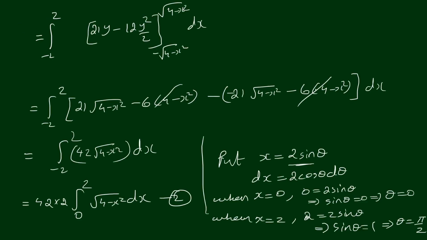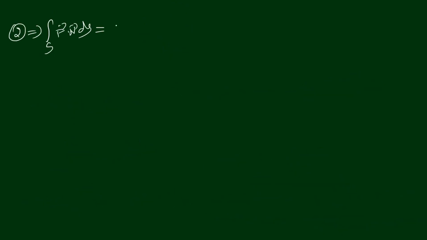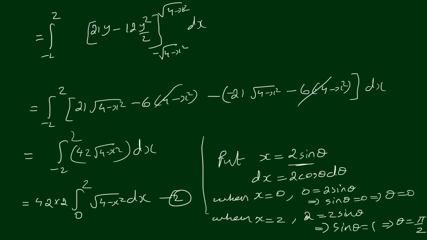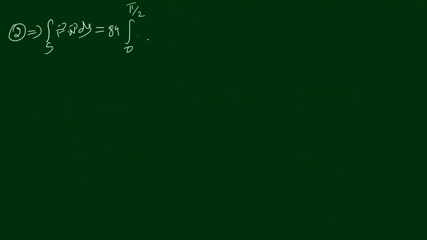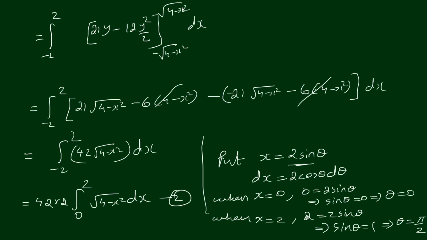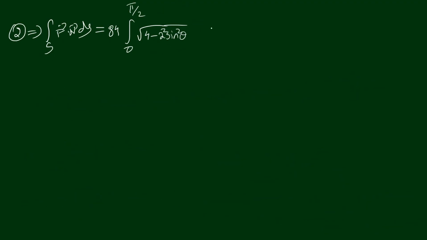So this is equal to 42 into 2, that is 84, and the integral from 0 to pi by 2 of under root 4 minus x square, that will become under root 4 minus 2 sin theta square, so 2 square sin square theta, and dx is nothing but 2 cos theta d theta. So 84 into 2 will get the integral from 0 to pi by 2.